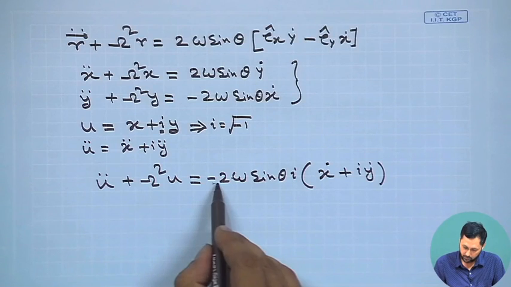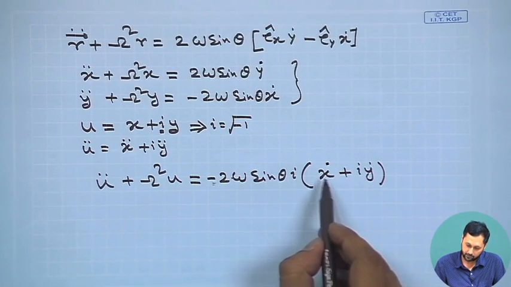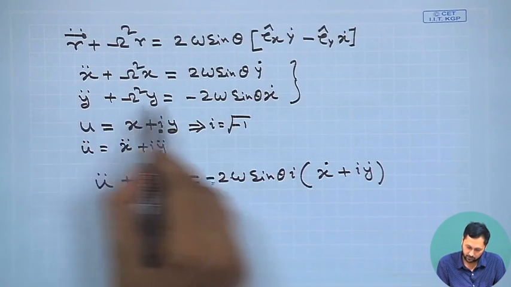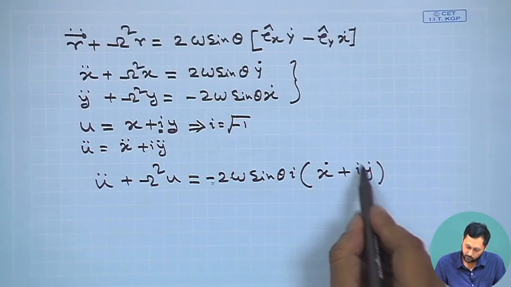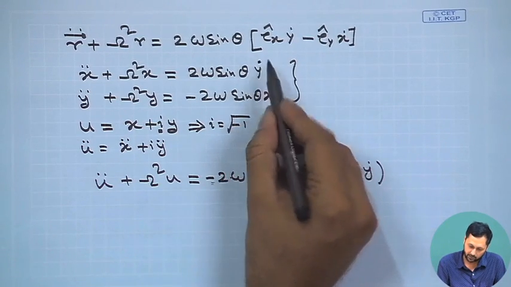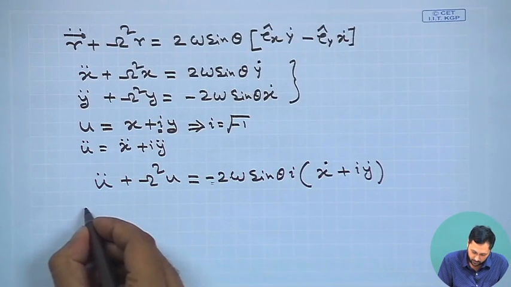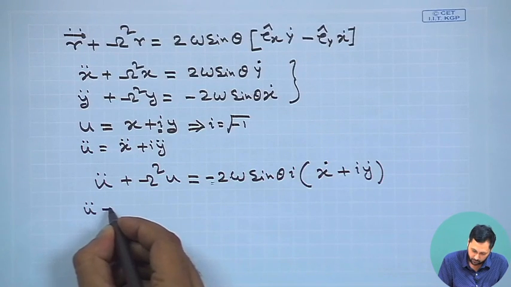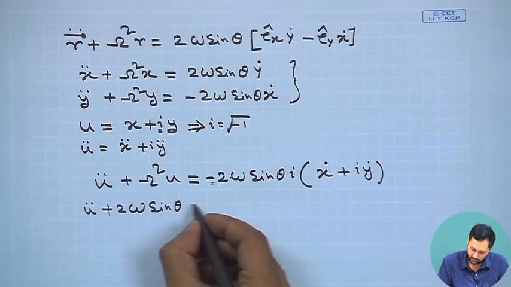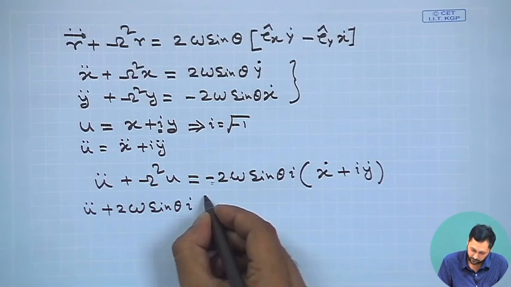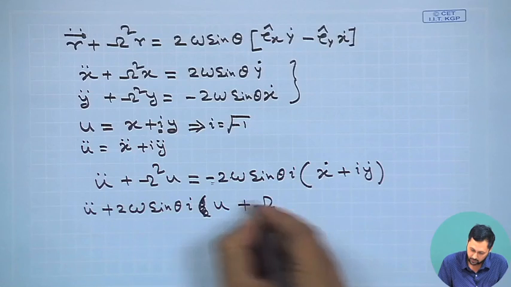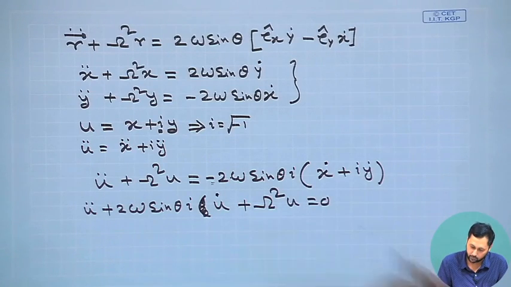Okay. So, if we take this i minus i inside, the first term will be minus i x dot, which we will get if I multiply this with i, and the second term will be i squared, which is minus 1, and there is a minus here. So, the second term will be i y dot, which we get here. So, rearranging, we can write this as u double dot plus 2 omega sin theta i times u dot plus omega square u equal to 0.